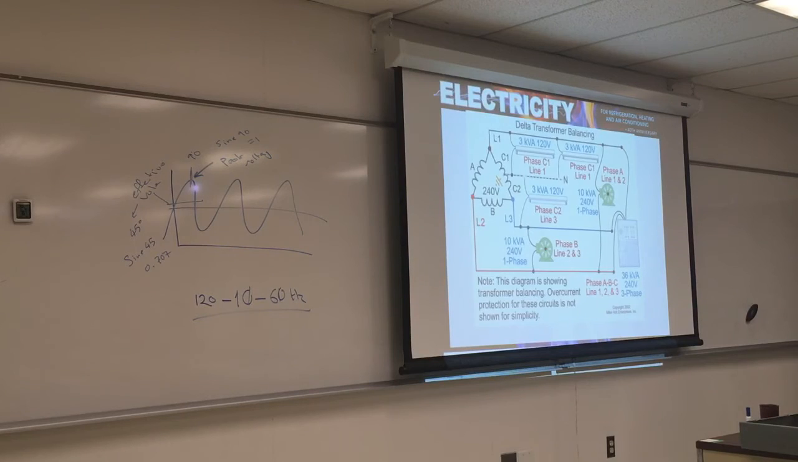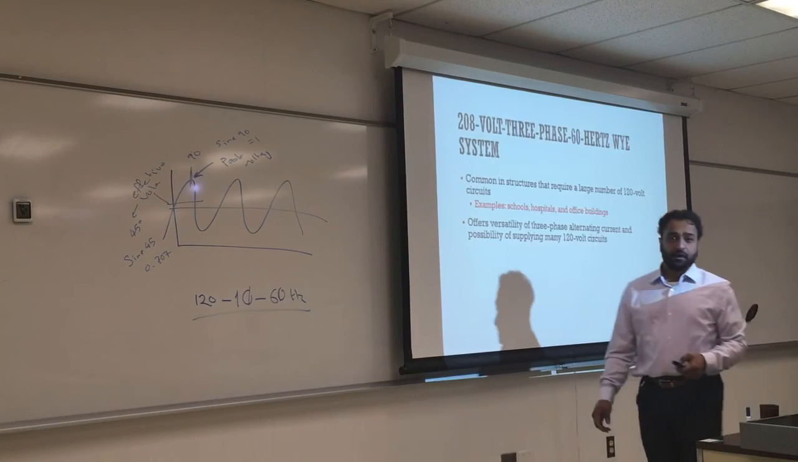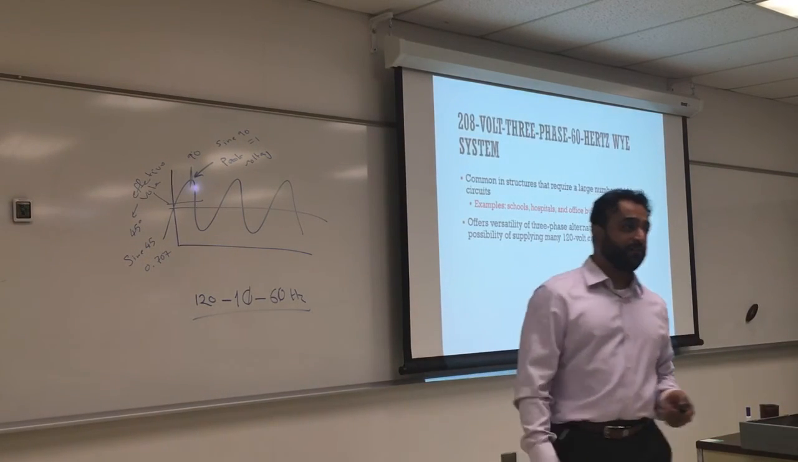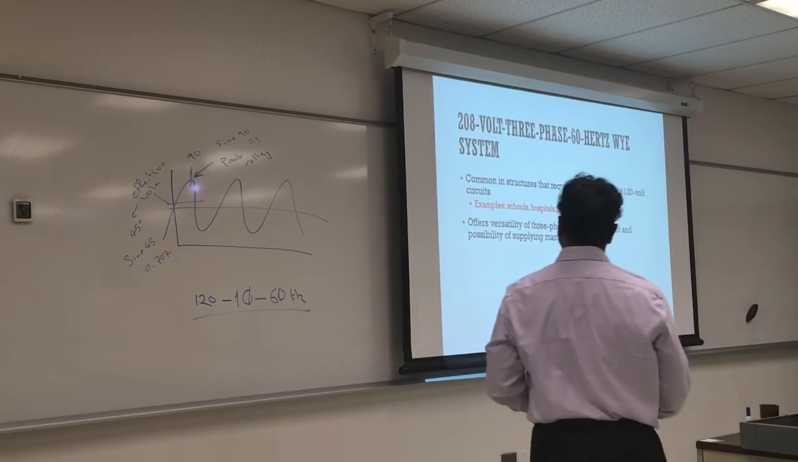Very easy, interesting. 208, 3-phase, 60 Hz Y system. What does it look like? It looks like a Y. You'll see how it looks. The structure has quite a large number of 120 volt circuits. So probably you're going to have 3-phase 208 volt in a big structure, like a big huge building, like building 17. Most huge buildings have those kinds of structures.